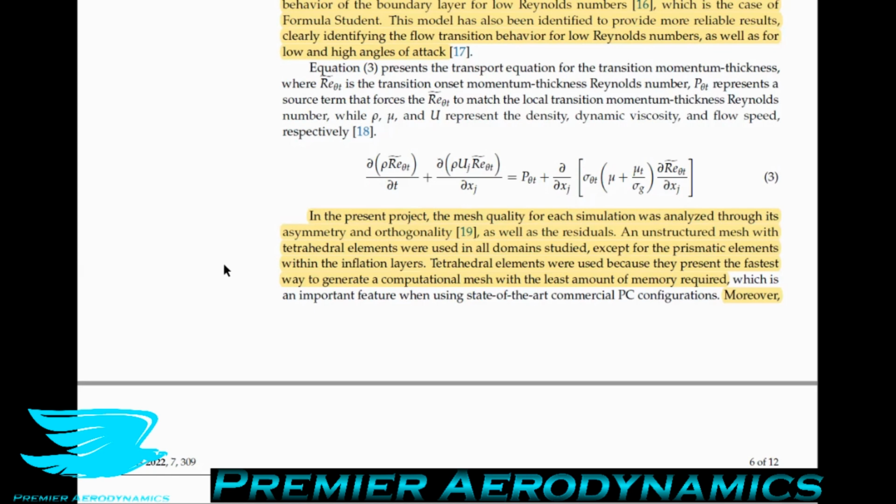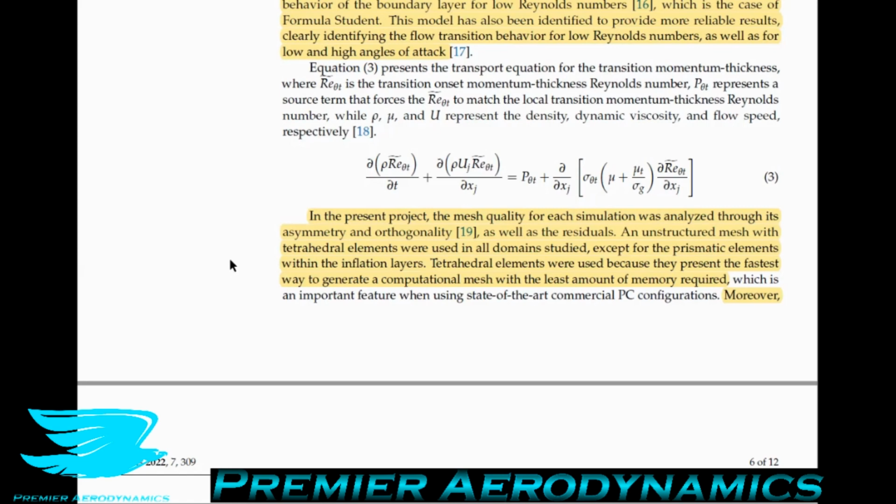The asymmetry and orthogonality can affect the accuracy of the information going from one cell to another, because depending on how the cells are aligned, the equations will have certain errors associated with them, including even round-off errors, which when you go to very fine meshes can even affect the results a little bit. Usually not, but sometimes. But anyway, the unstructured mesh was used with tetrahedral elements, except for prismatic elements with the inflation layers.